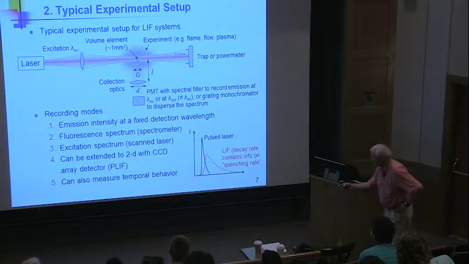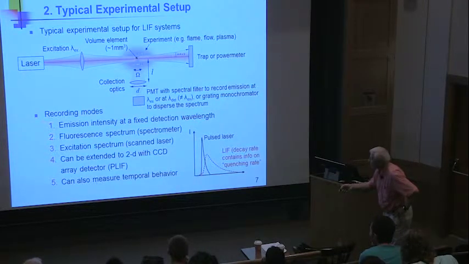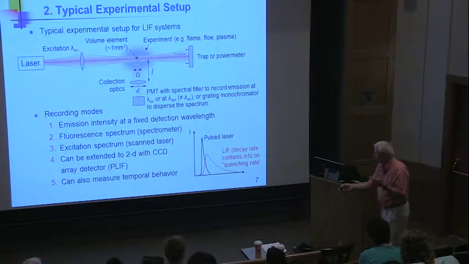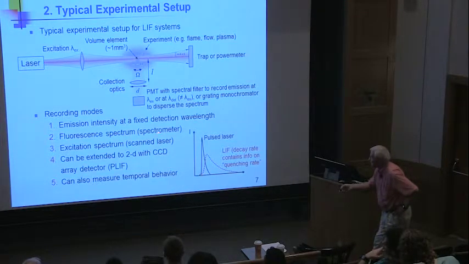So there's a variety of recording modes. You might fix the wavelength of detection, maybe with a filter here. You might measure then the emission intensity at a fixed wavelength. Or you might spread out the fluorescence spectrum onto a spectrometer and measure the intensity as a function of wavelength that's emitted. Even though you absorb at one color, the emission can come out as a spectrum. That's called the fluorescence spectrum method.